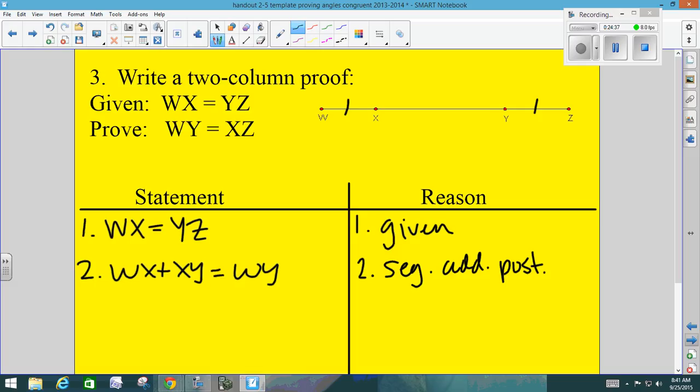So we have WY in here. I should probably get XZ into the proof also. Any ideas how we can get XZ in there? Jimmy?